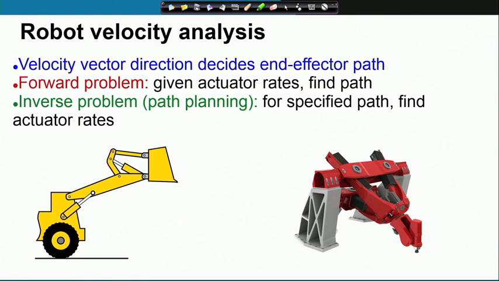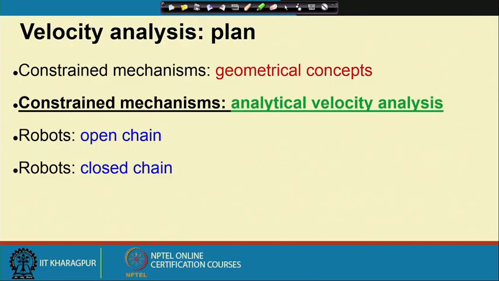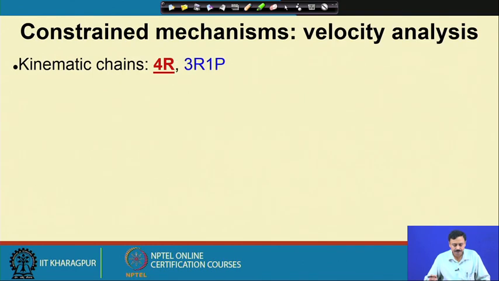This is intimately related with the path planning or path generation problem in the case of robots, which we are going to look at in subsequent lectures. We have already discussed the geometric approach to velocity analysis for constraint mechanisms. In this lecture we are going to start with the analytical velocity analysis. Subsequently, we are going to look at robots. In today's lecture I am going to take up the 4R kinematic chain.